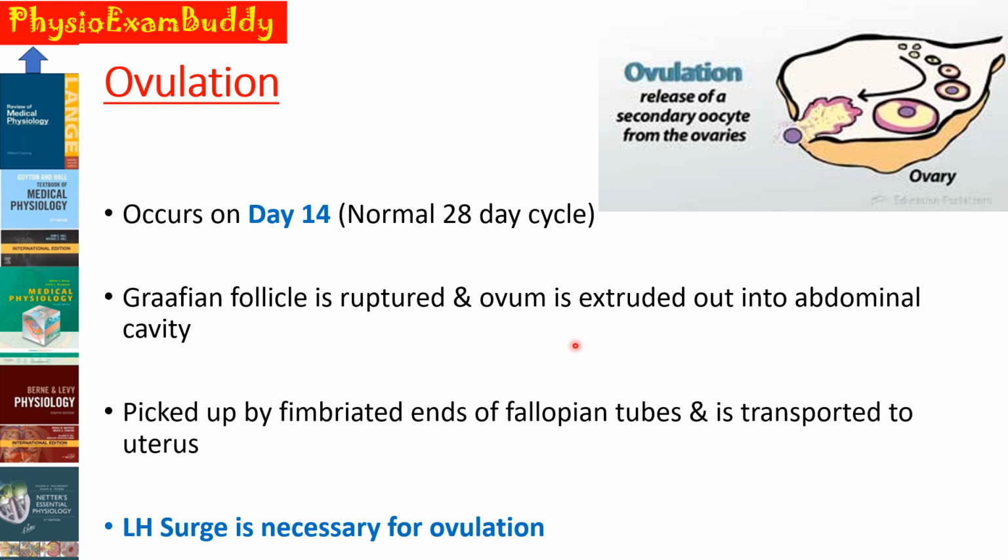This extruded ovum will be picked up by the fimbriated ends of the fallopian tubes because they are near the ovary, and it is then transported through the fallopian tube into the uterus. For ovulation, that is rupture of the Graafian follicle, it needs a special phenomenon known as the LH surge. Only if the LH surge is there will there be ovulation.